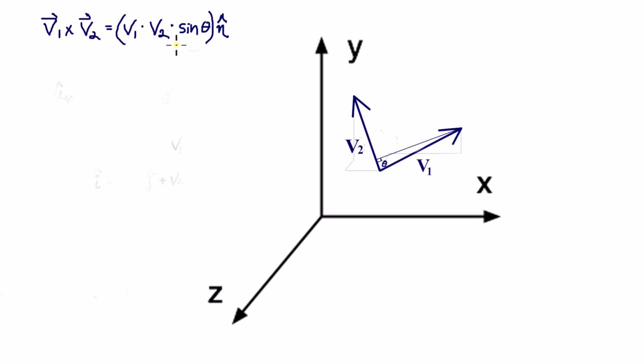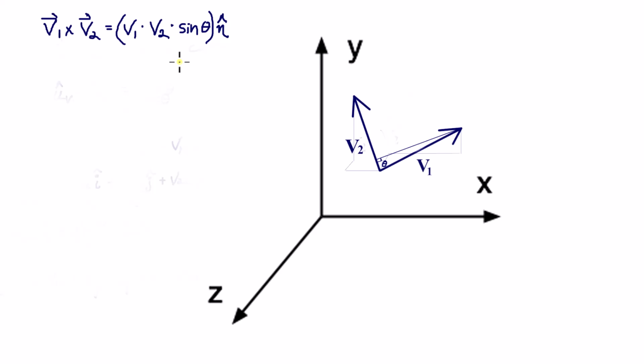Like I mentioned, it just comes from this: V1 cross V2 is going to be in one direction, one normal direction to the plane. V2 cross V1 is going to be in the other direction, the other normal. So V1 cross V2 is going to be equal to -1 times V2 cross V1.